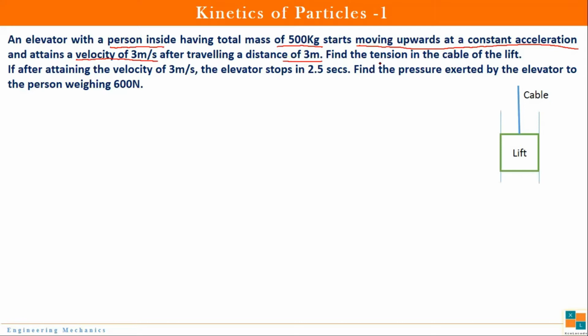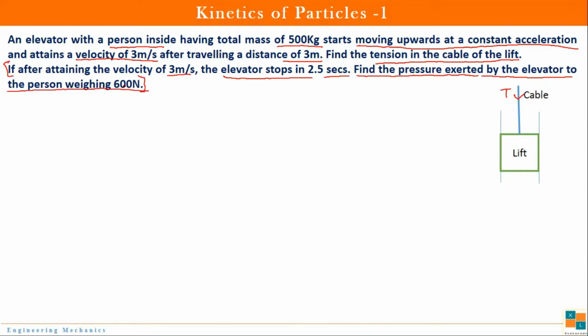Find the tension in the cable of the lift. Okay, so we need to find out what will be the force in this particular cable, that is tension in this cable. The next part of the question is, if after attaining the velocity of 3 meter per second, the elevator stops in 2.5 seconds, find the pressure exerted by the elevator to the person weighing 600 newtons.